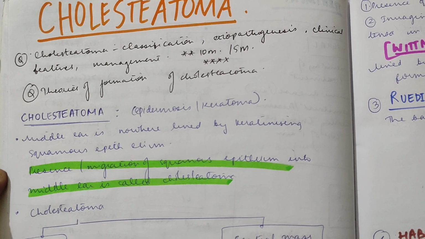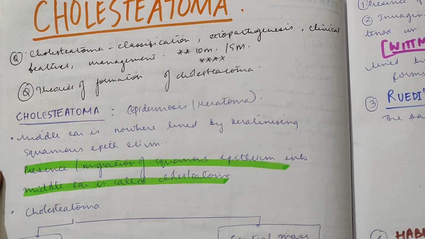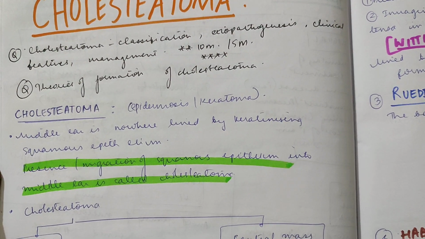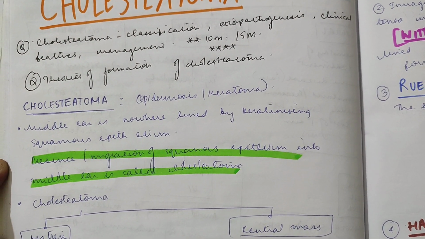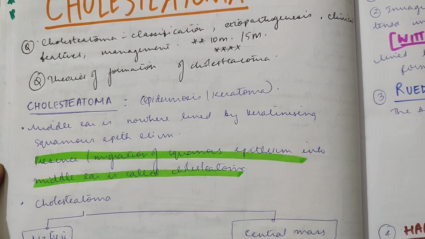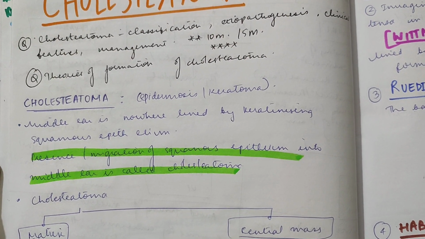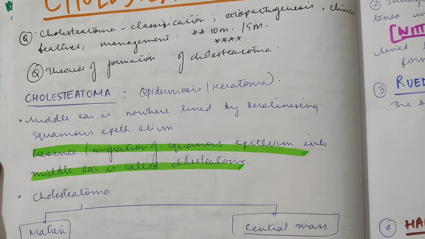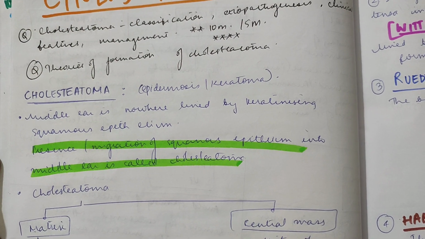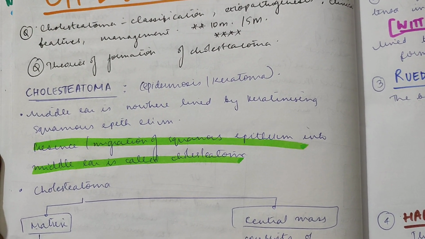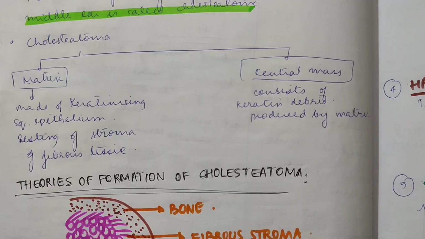So the middle ear mucosa is nowhere lined by keratinizing squamous epithelium. It's either lined by cuboidal epithelium or ciliated columnar epithelium. So presence of squamous epithelium, keratinized squamous epithelium, or migration of squamous epithelium into the middle ear is what is termed as cholesteatoma. It basically is skin in the wrong place.